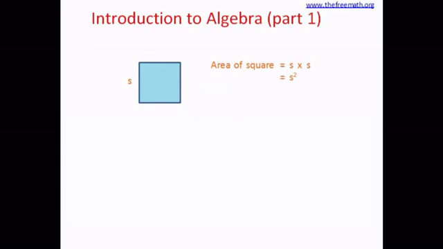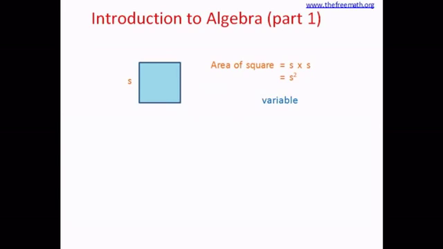Now this letter S is called a variable. What does variable mean? Variable means something that varies or something that changes. What is changing here? The value of S. The value of S can change. S could be anything. S could be 5 centimeters or 10 centimeters or 50 centimeters. If S is 4 centimeters, the area would be 16 square centimeters. If S is 6, the area would be 36. So the value of S can change. It can vary. So it is called a variable.